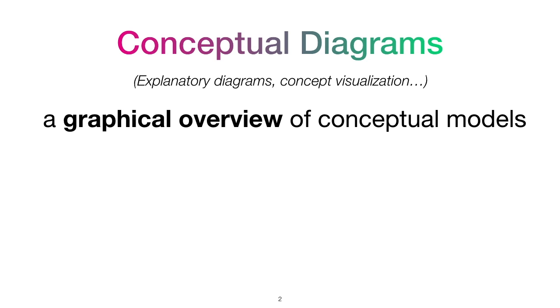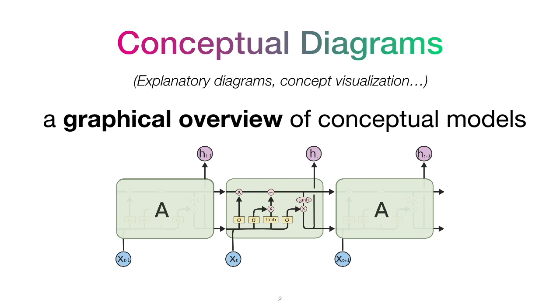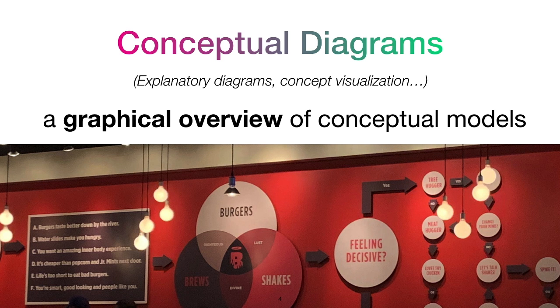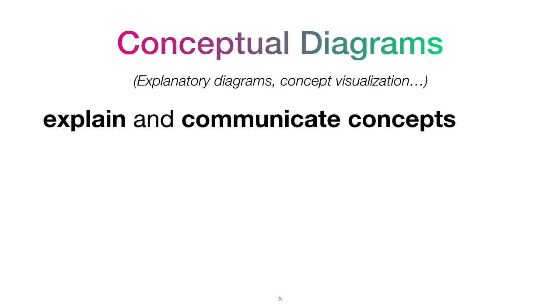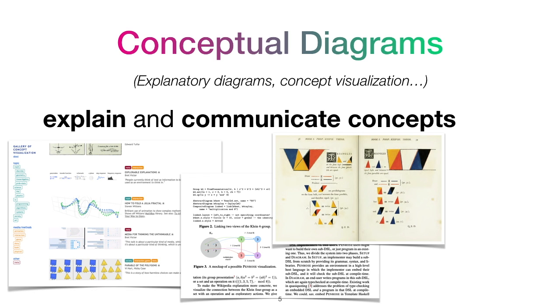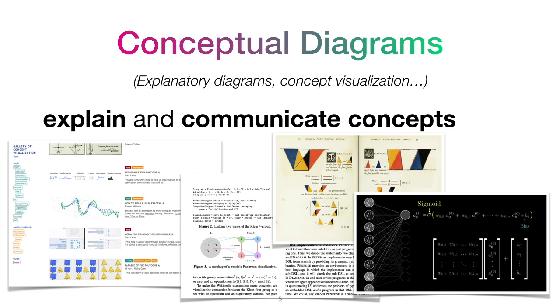Conceptual diagrams, also known as explanatory diagrams or concept visualization, describe a class of diagrams that provide a high-level graphical overview of a certain conceptual model, whether it be the structure of an LSTM network, how an encryption algorithm works, or how to order things at a local burger joint. People use them to explain and communicate concepts efficiently in all kinds of media, on web pages, in academic papers, in books, and on YouTube channels.